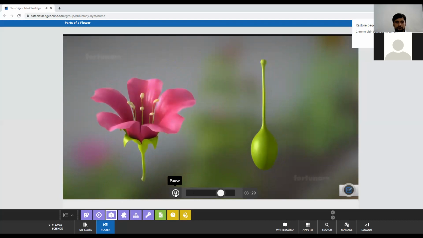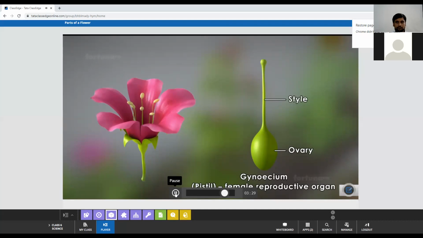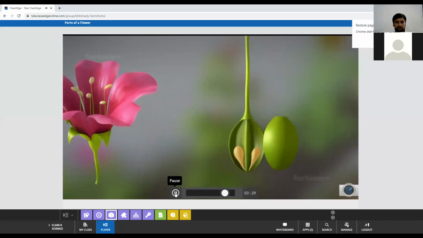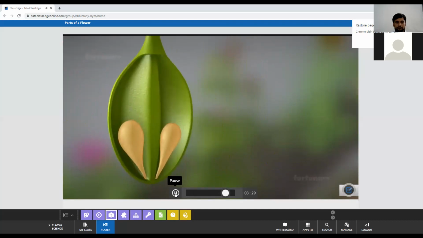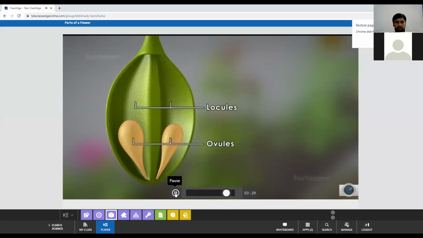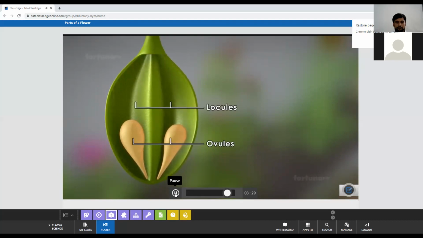The last whorl is the gynoecium, also called the pistil. This is the female reproductive organ of the flower. The pistil consists of a swollen ovary at the base, a long tubular structure known as the style, and a sticky tip called the stigma. If we cut the ovary in half, we can see chambers known as locules in which ovules are attached. These tiny ovules are the future seeds.